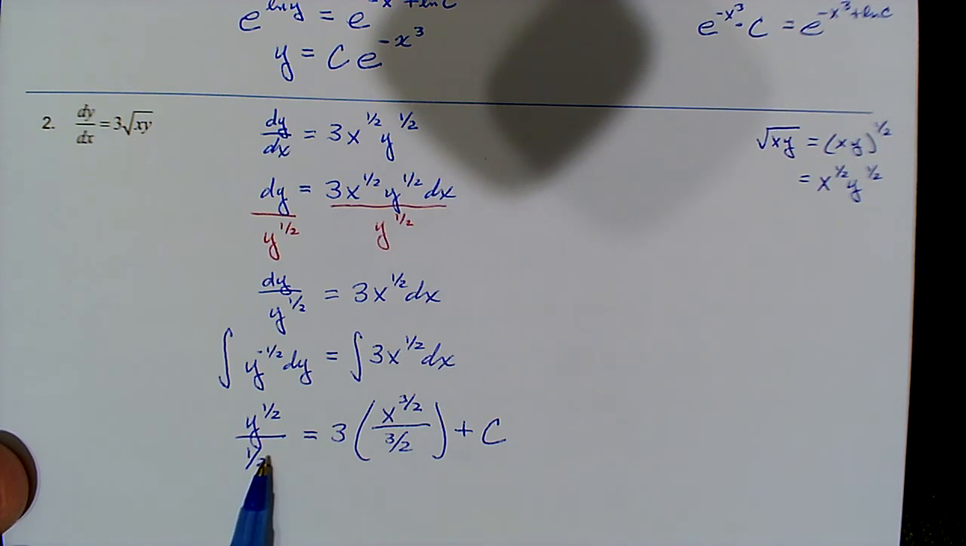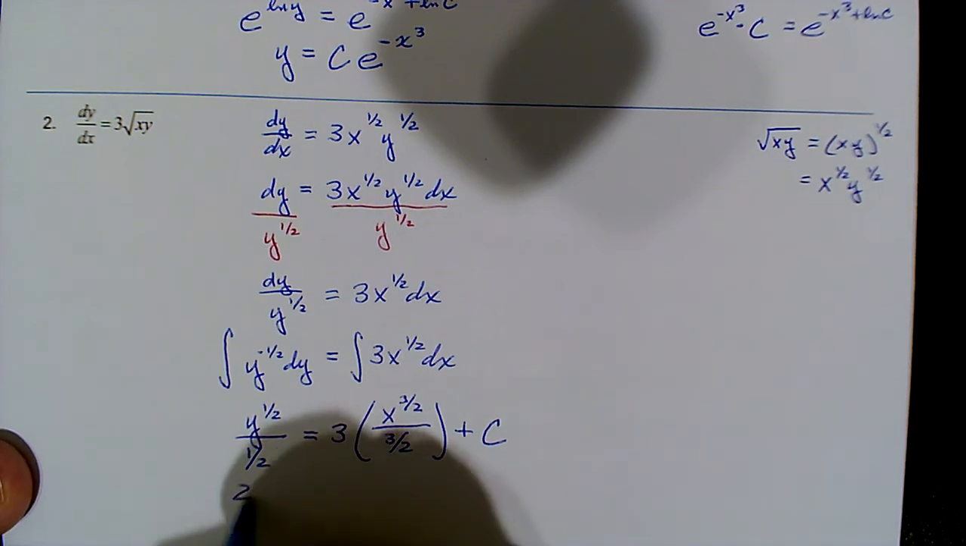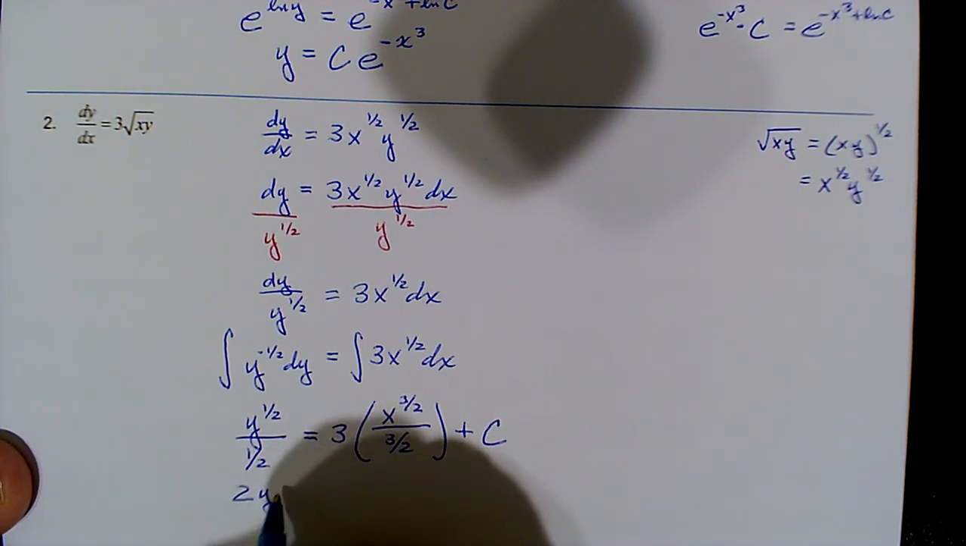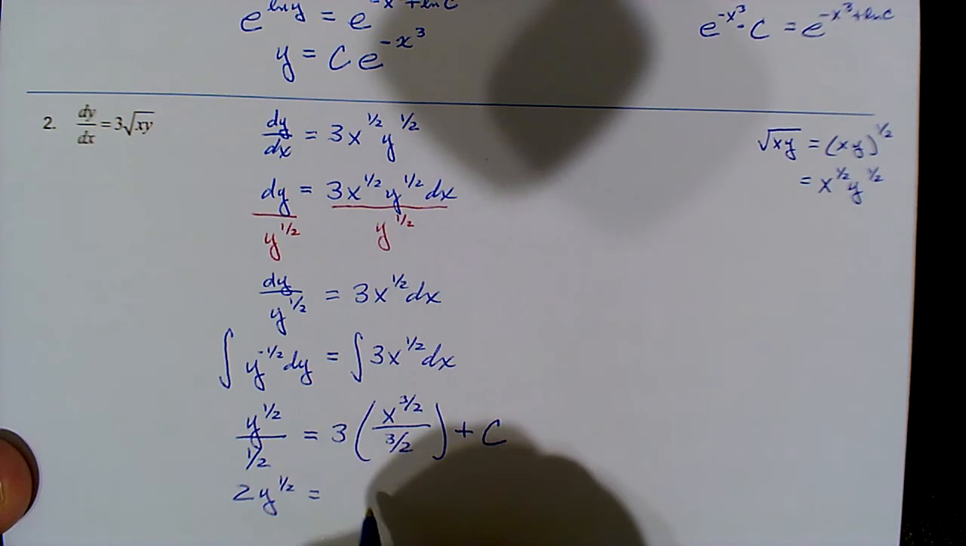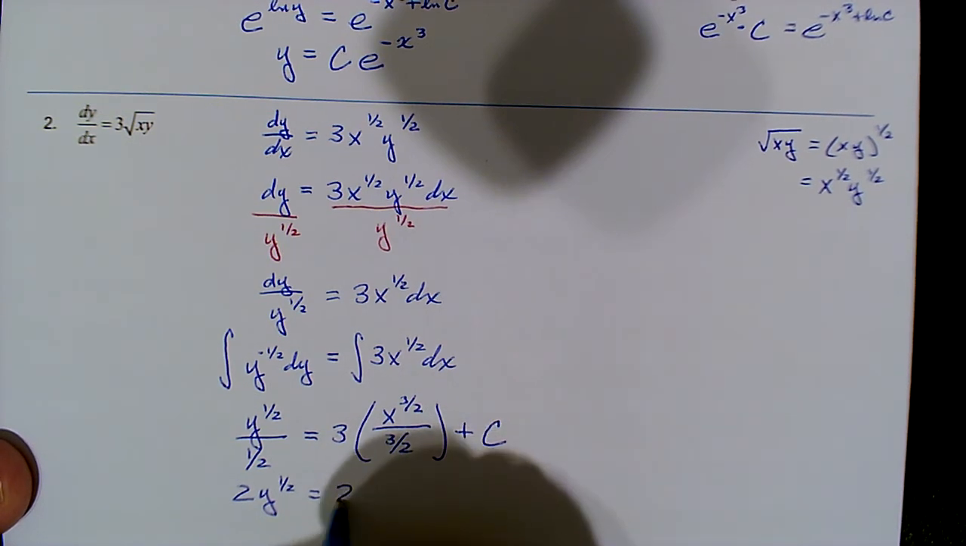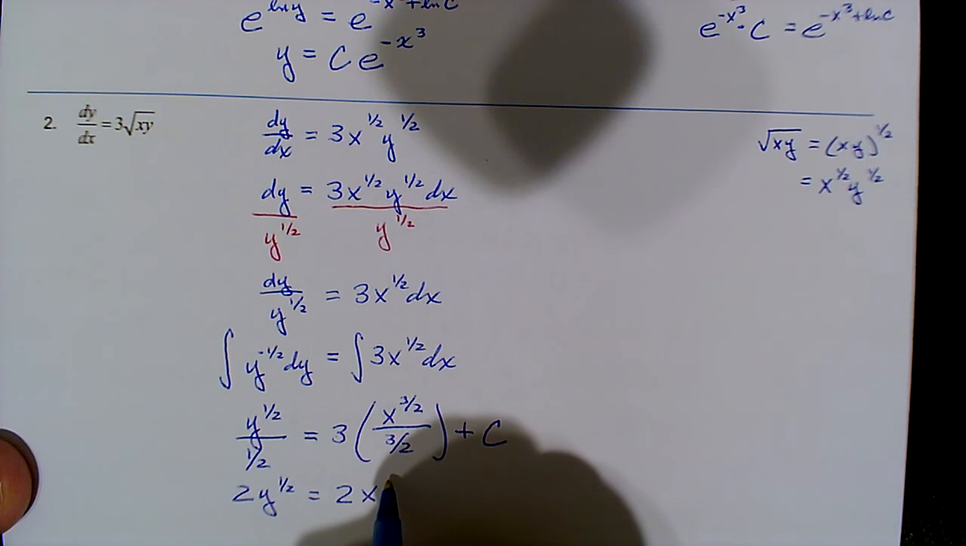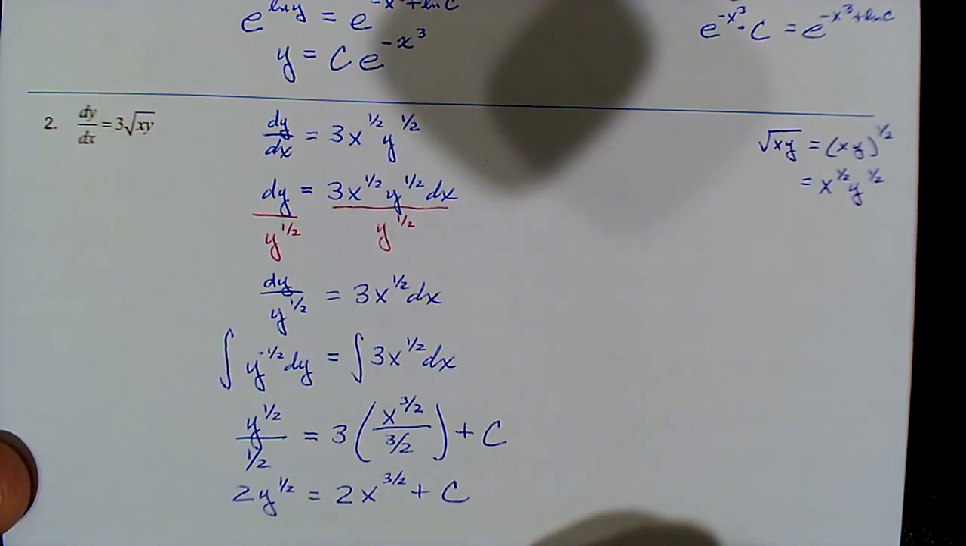Now, at that point, reciprocating the 1/2, we get 2y to the 1/2 equals, reciprocating 3/2, we get 3 times 2/3, or 2, and then x to the 3/2 plus some constant. And now we see we need to solve for y. Let me call this constant c sub 1. And then to solve for y, I'm going to divide everything by 2.